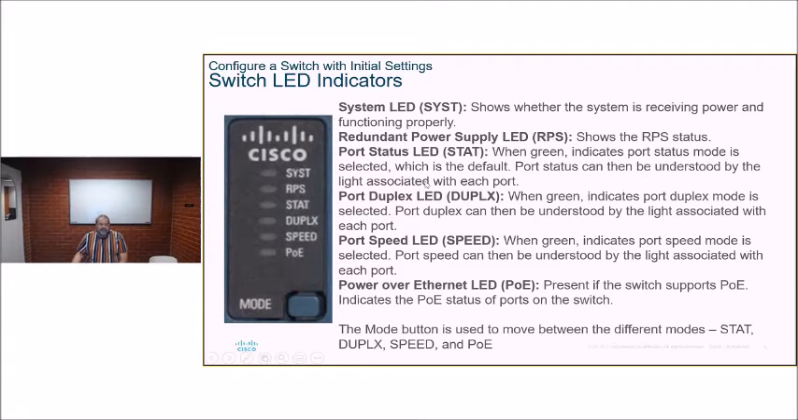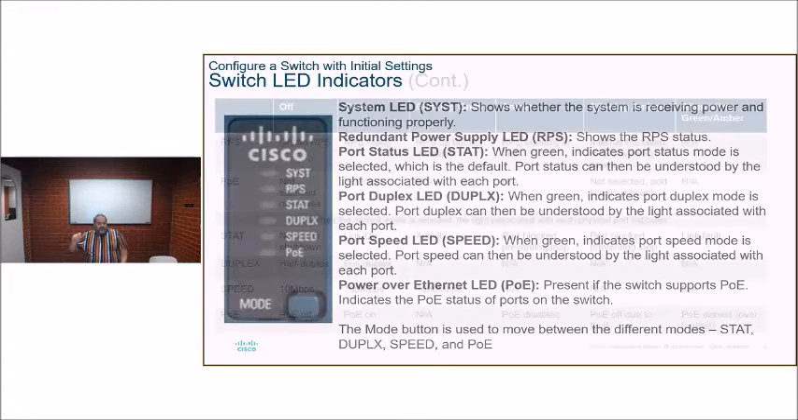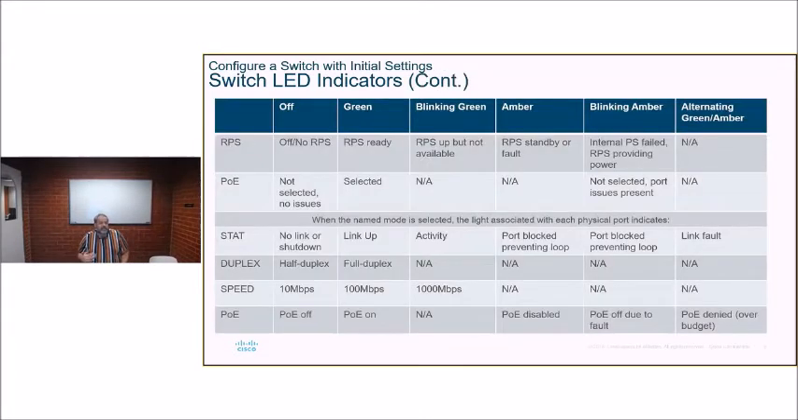If you hit the mode button, it changes what the port LEDs indicate. Initially it's just your status mode, which is STAT, then it will show you a different colour code for full duplex, and if you hit the mode button again, it will show you the speed setting, the speed that each port is running at, and it will also give you a status of power over Ethernet for each port. So basically that mode changes what each port's lights indicate.